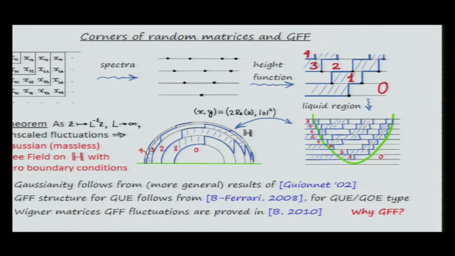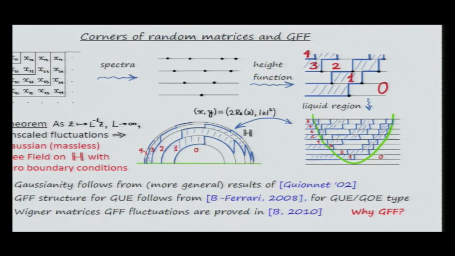And the question that I basically want to address is why. So why does this Gaussian free field appear? What leads to it? What is this change of variable here? Where is it coming from?